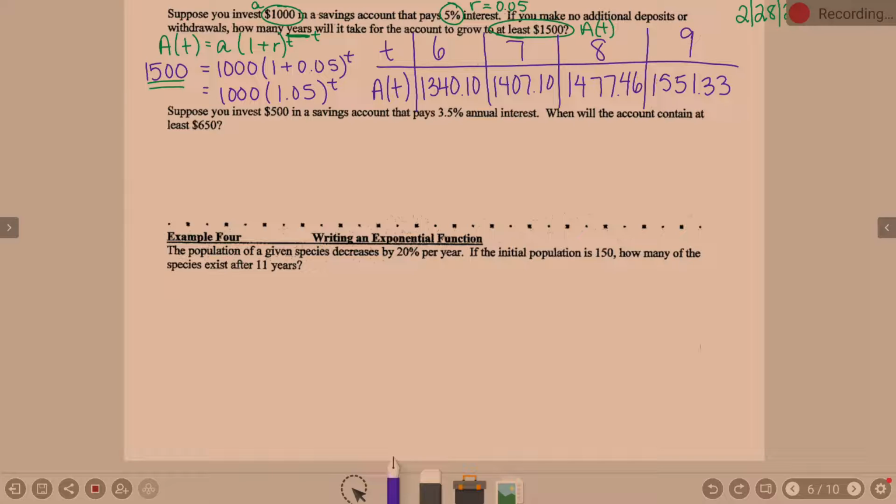So what's the answer to this question? 9 years, right? How many years will it take for the count to grow to at least 1,500? What is the first time we were at least 1,500? And that is 9 years.